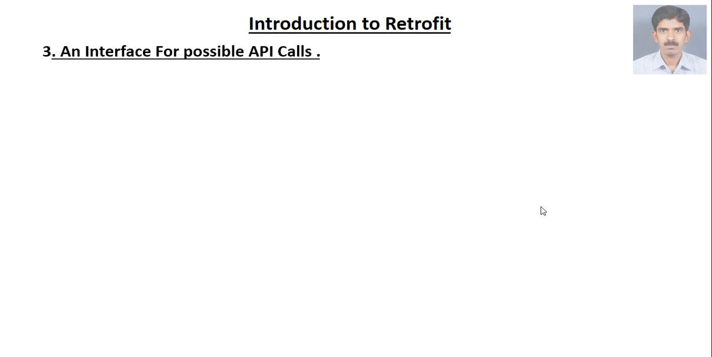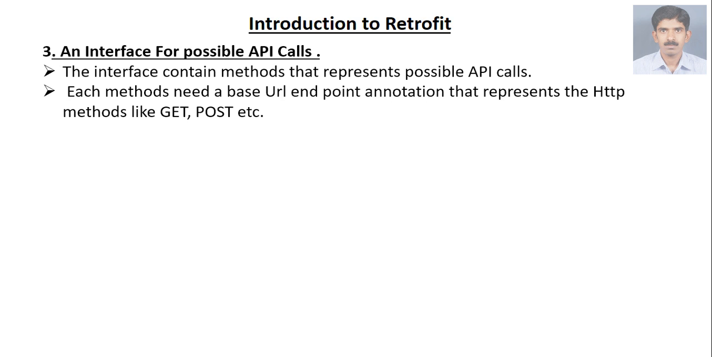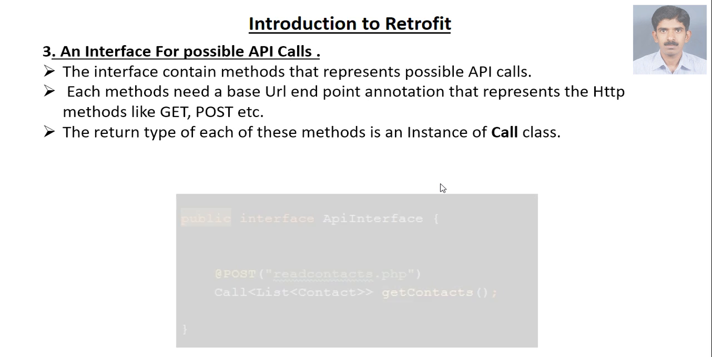And the third thing is, you need an interface for possible API calls. The interface contains methods that represent possible API calls. Each method needs an annotation with the endpoint of the base URL that represents the HTTP methods like GET, POST, etc. The return type of each of these methods is an instance of the Call class.